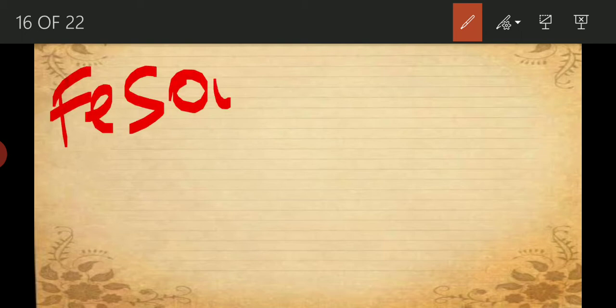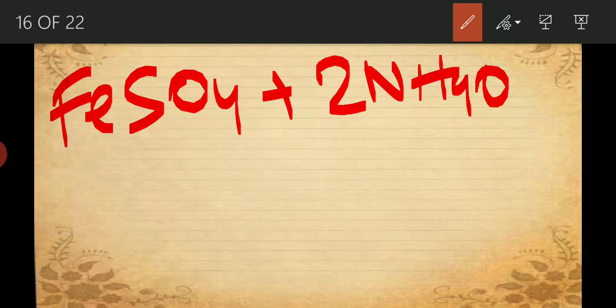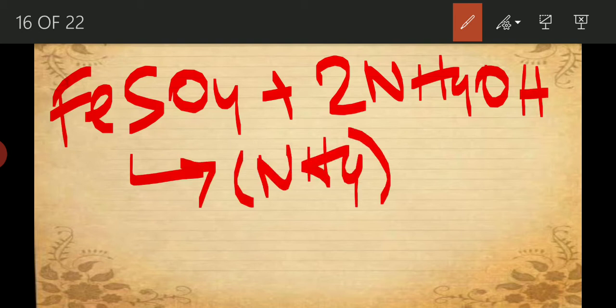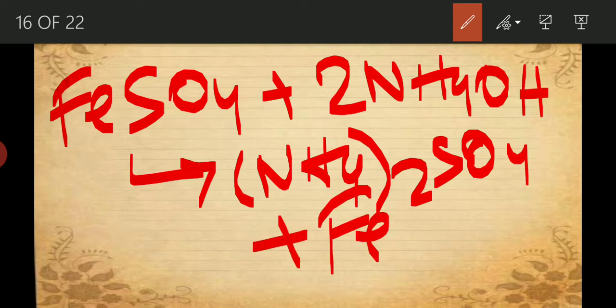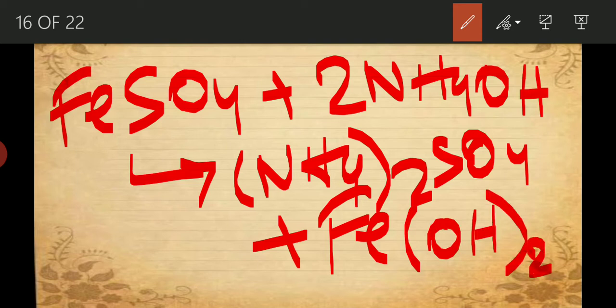Okay. Now next is ferrous, FeSO4. I have already told you that FeSO4 is green in color. If we react this with NH4OH, ammonium hydroxide, then we will get ammonium sulfate. And what will we get? We will get ferrous hydroxide, Fe(OH)2. This is a dirty green precipitate.